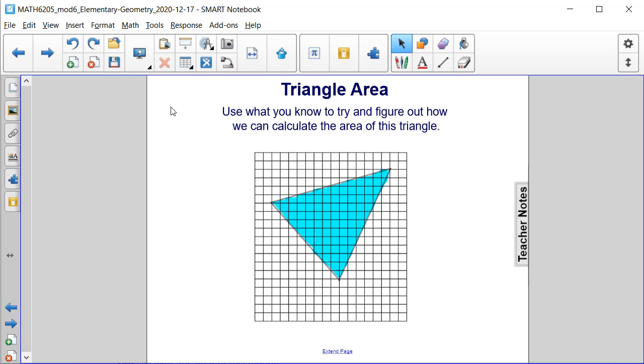Now let's try to use what we know to figure out how to calculate the area of this triangle.